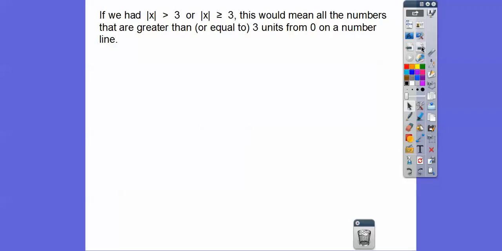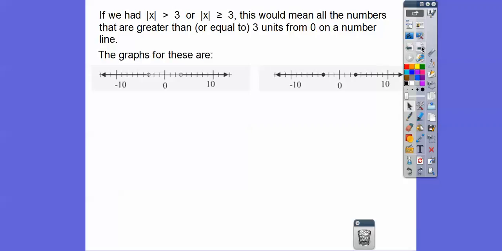All right, so if we had greater than, you guys, it means all the numbers that are greater than or equal to 3 units from 0 on a number line. So your graphs would be this. So here's -3. All of these are greater than 3 units from 0, and same with this side. They're all farther than 3. This is just greater than or equal to or less than or equal to. This side says less than or equal to -3. This side says greater than or equal to +3.